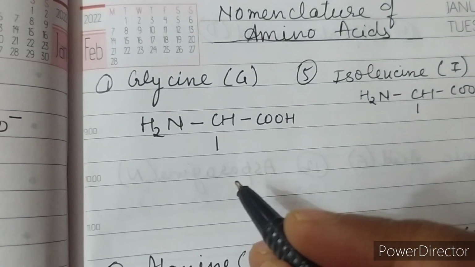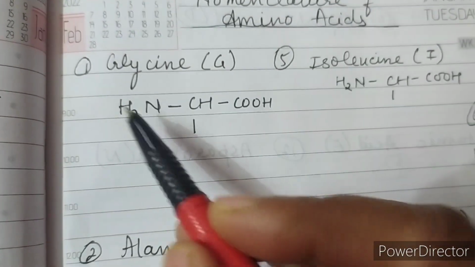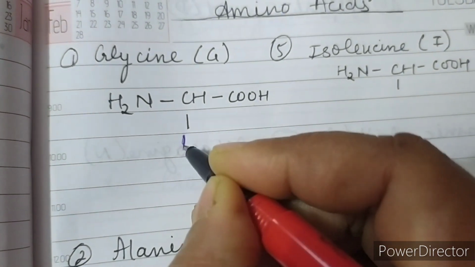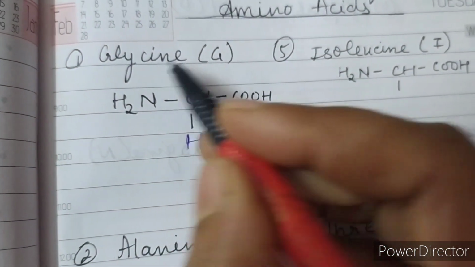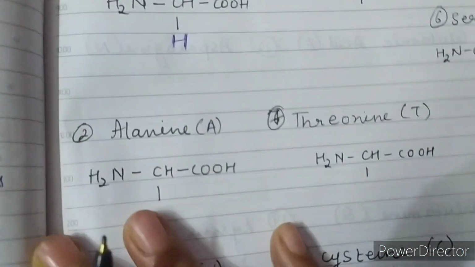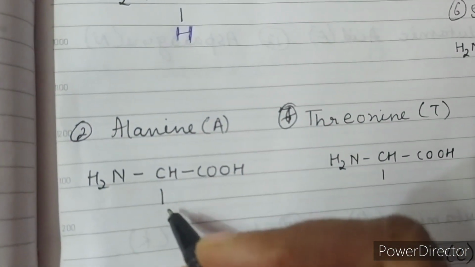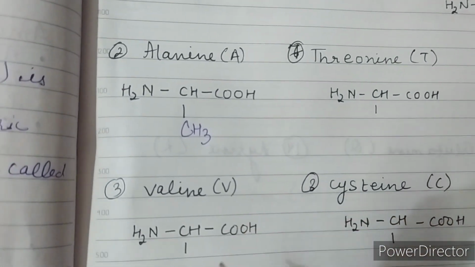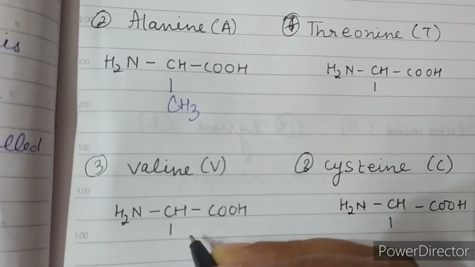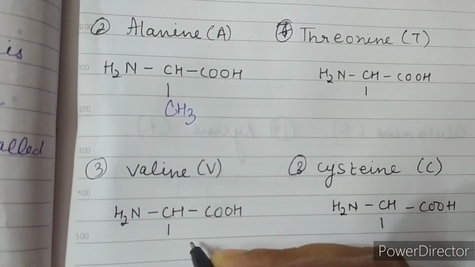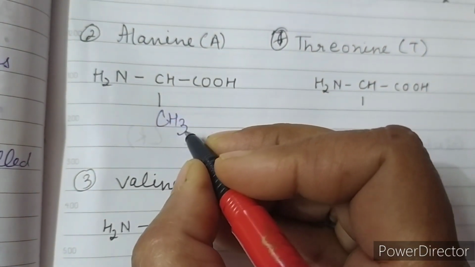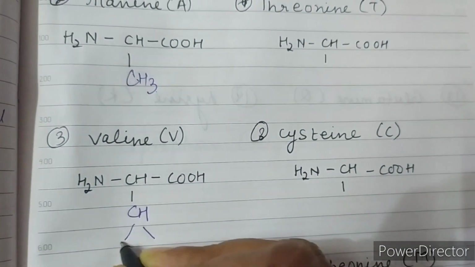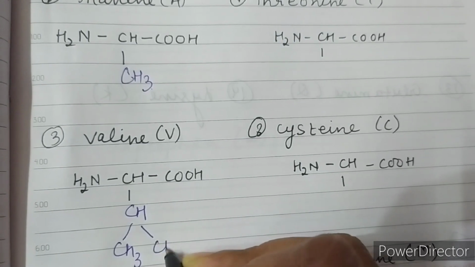So let's come to the first one, that is glycine. The common structure I have already drawn. If R is replaced by H, then it is termed glycine and abbreviated as G. If now instead of H we put CH3, then this is called alanine, represented by A. Now for valine, we will replace 2 hydrogens from this alanine and introduce 2 CH3 groups, that is called valine.